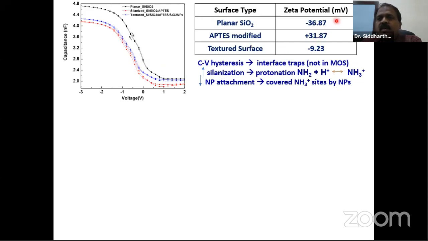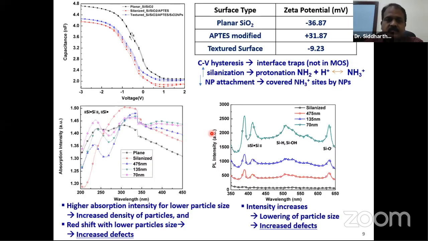Similarly, we also conducted zeta potential measurements, and we found that they were consistent with what we saw with the electrical measurements. That is, when we had a planar silicon dioxide, we had a highly negative zeta potential, but when we aminated it, it became positive, and when we texturized it, it came close to zero, and that helped us understand what was happening at the interface.